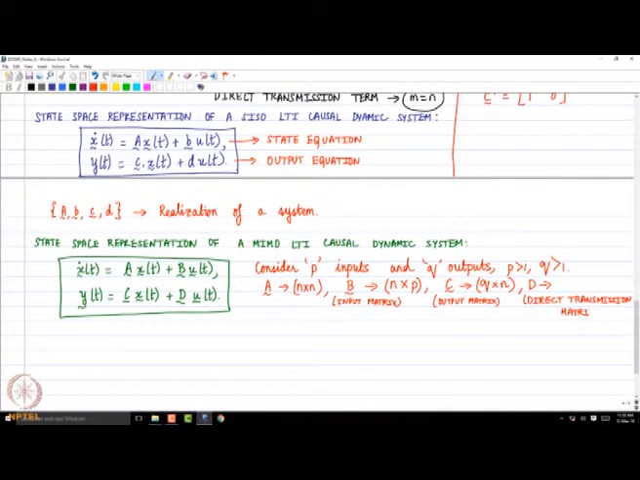What is the size of D now? It's going to be q by p, right? Because please note that D is multiplying U, right? U's dimension is p, so it must have p columns, and it is mapped to Y, whose dimension is q. So D must have q rows, right?